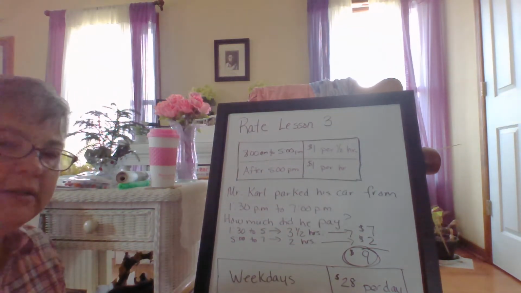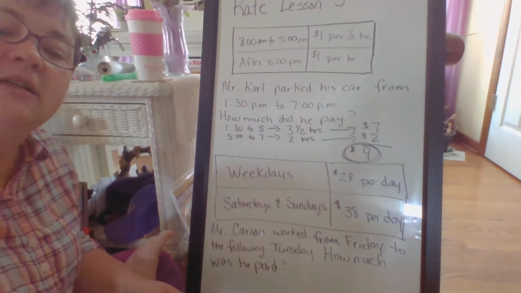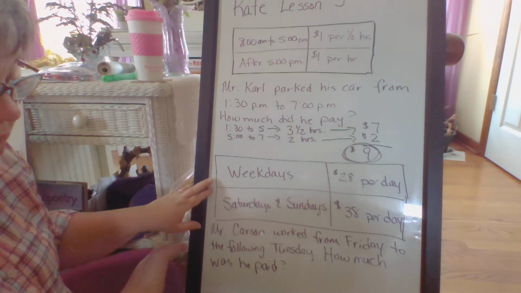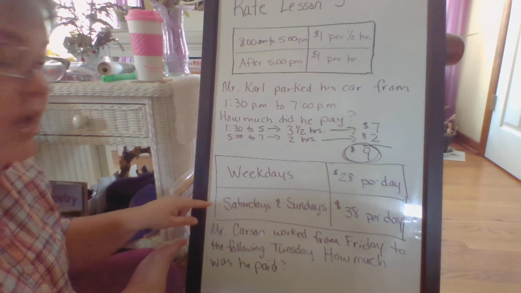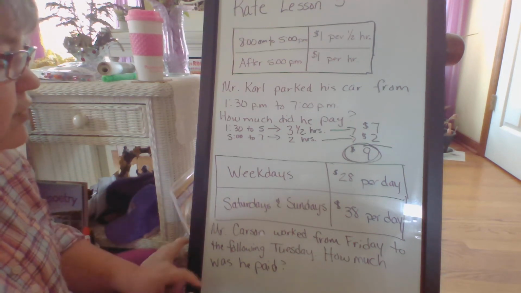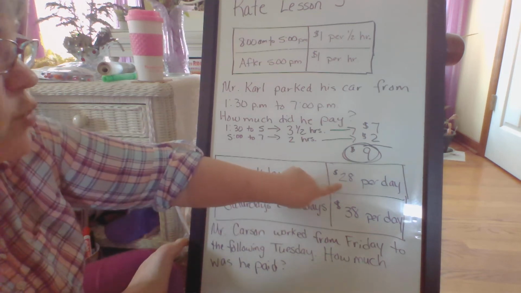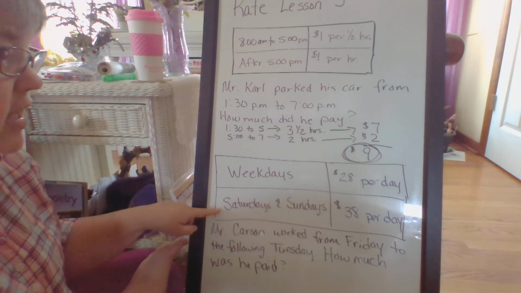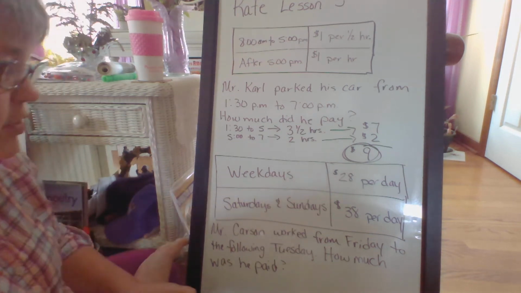Now, this next one, see if I can bring that down so you can see that. All right, so here, workers in a factory are paid at different rates depending on if they work during a weekday or during a weekend. So if they work a weekday, which is Monday, Tuesday, Wednesday, Thursday, Friday, they're going to get paid $28 each of those days. But if they come in and have to work on a weekend, a Saturday or a Sunday, they get paid $38 per day.